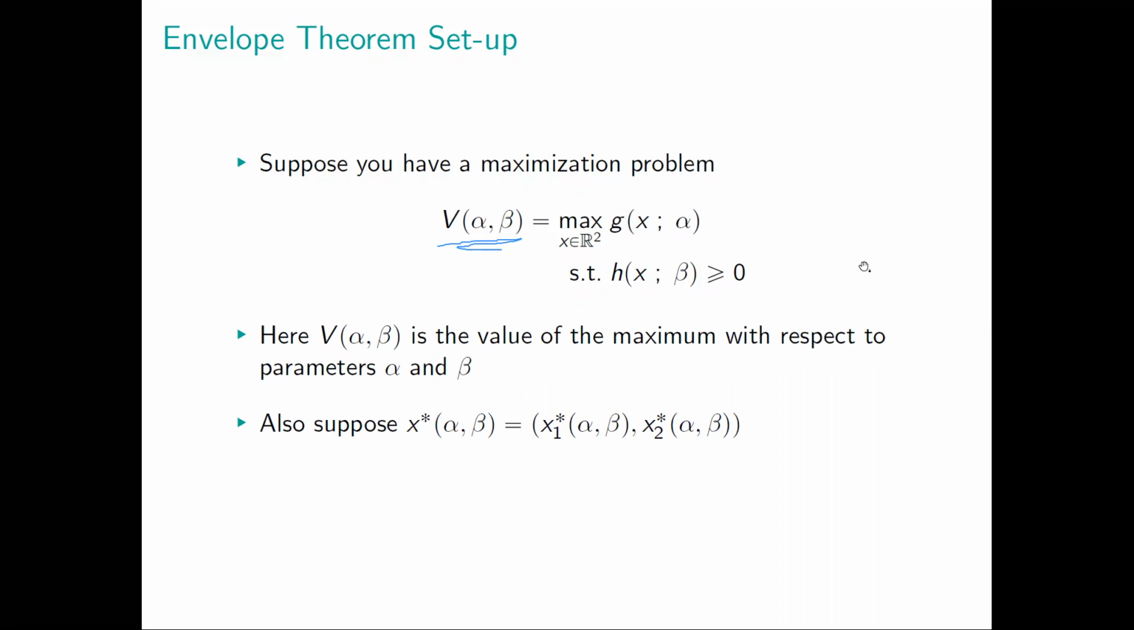We're also going to suppose that the optimal solutions to this maximization problem are given by x star, which depends on alpha and beta. And again, here we're just dealing with two variables. And we're going to suppose all of the above functions are differentiable, just for simplicity. There are actually envelope theorems that hold under very weak conditions, but this differentiability condition is a very nice one to deal with.